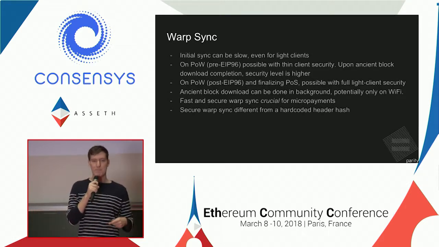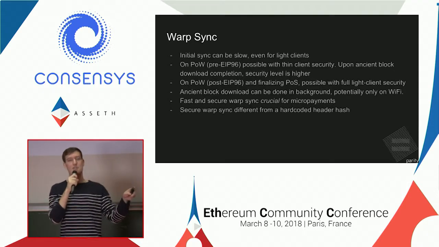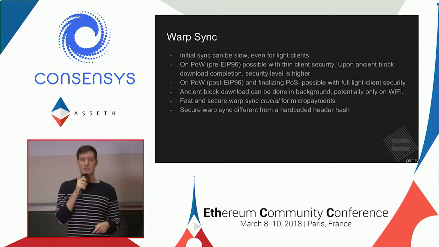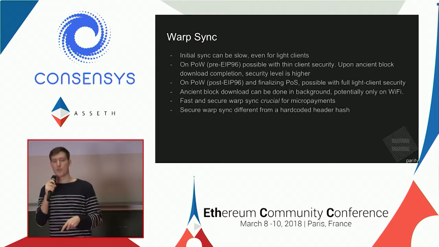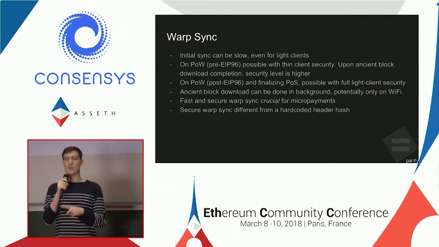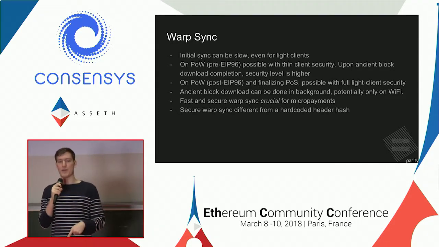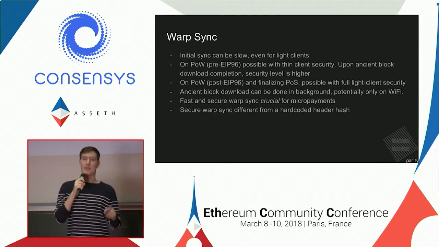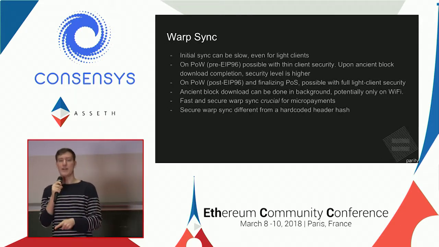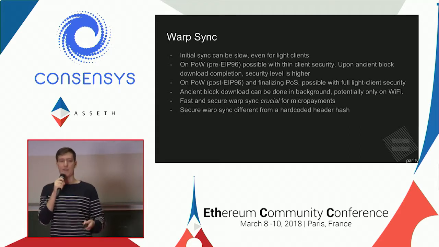After this EIP 96, which makes some changes to how historical block hashes are stored in the state, we should be able to do proof of work warp sync, as well as under proof of stake systems or proof of authority systems to do a warp sync with full light client security from the very beginning. And that ancient block download can then be done in the background, potentially only on Wi-Fi.